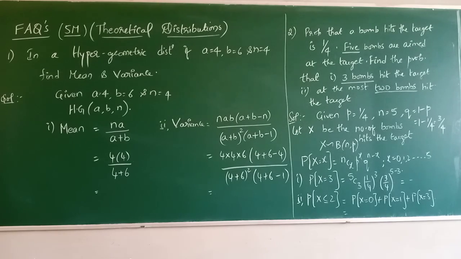Second question, at the most 2 bombs hit the target. Generally, at least means greater than or equal to, and at the most means less than or equal to. These two notations you remember, guys. At least is greater than or equal to. At the most is nothing but less than or equal to. So here the question, at the most 2 bombs hit the target. So that means P of x less than or equal to 2, and less than or equal to 2 means 0, 1 and 2.